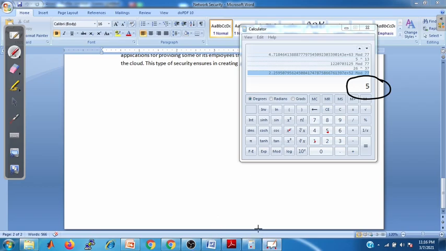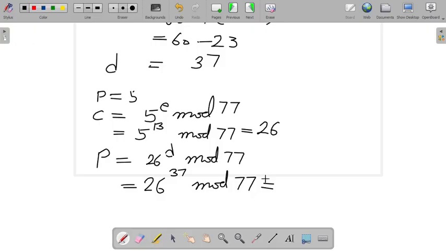So here we receive 5. So when the plain text was 5, in the network it transmitted 26, but at the receiver it again received the 5. So here we use two keys: one is a public key, one is a private key.